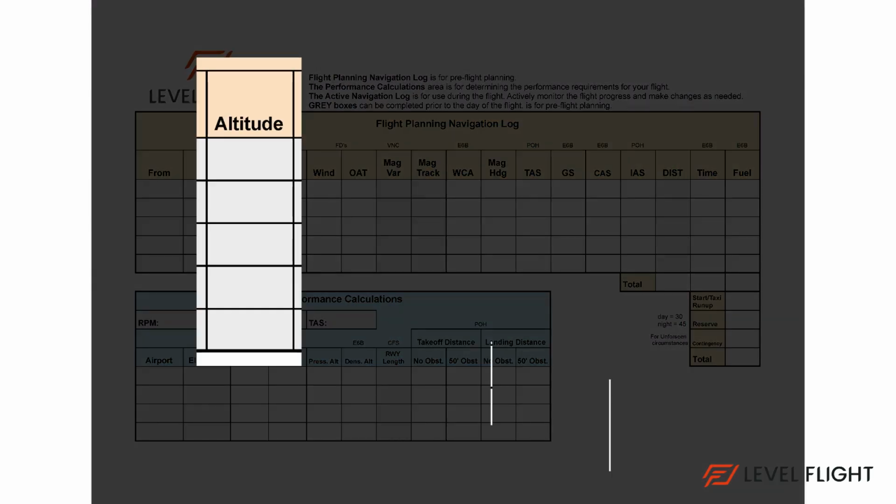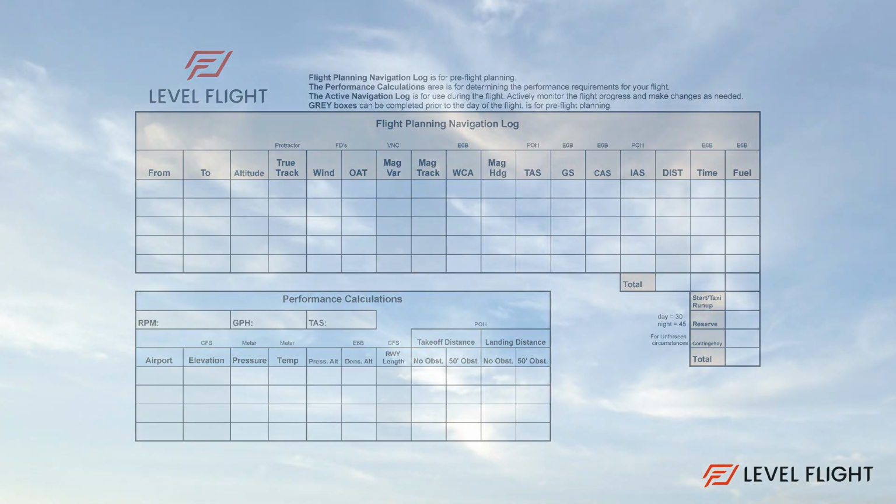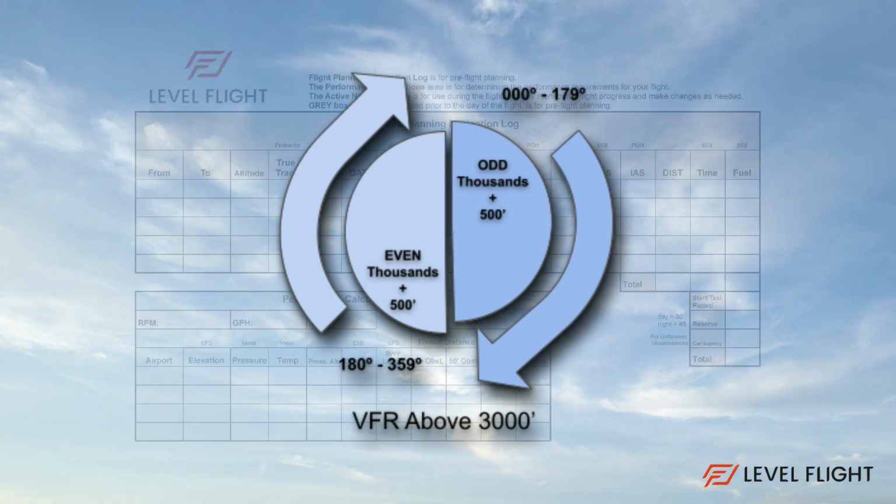The altitude box is next. You can plan your altitude the day before your flight, but you may want to change it on the day of once you check the weather and determine a more suitable altitude. Maybe the headwind is stronger at the altitude you chose and you'd like to pick a different one. Remember the VFR cruising altitude order. Above 3,000 feet AGL, your altitude needs to be based on your magnetic track. Eastbound, you will fly at odd 1,000s plus 500. West, you will fly at even 1,000s plus 500.